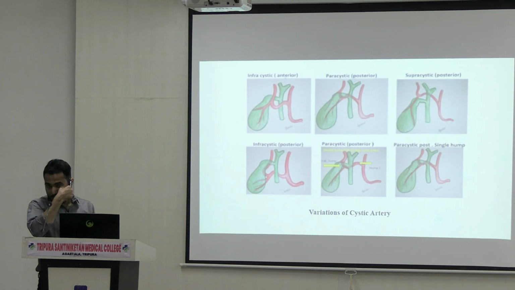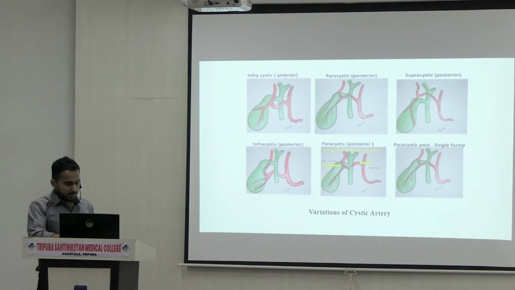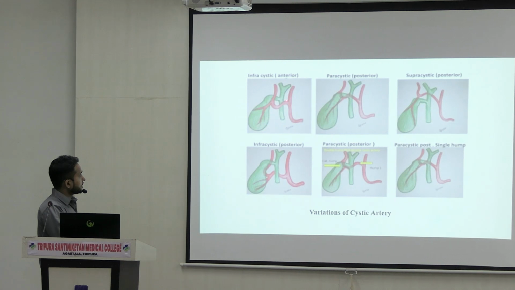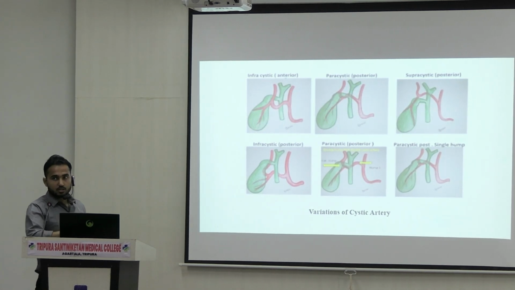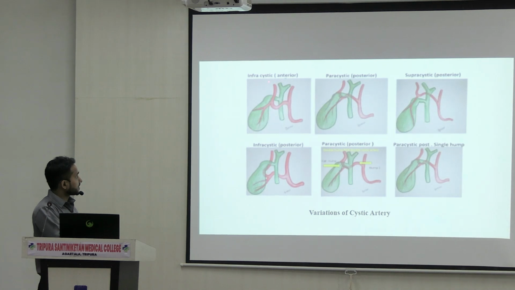Now here you can see the variation of the cystic artery. Different types of variations are there. First you can see infracystic. This is the right branch of the common hepatic artery from which the cystic artery is arising. In this case, just see the direction of the cystic artery. So this is infracystic.